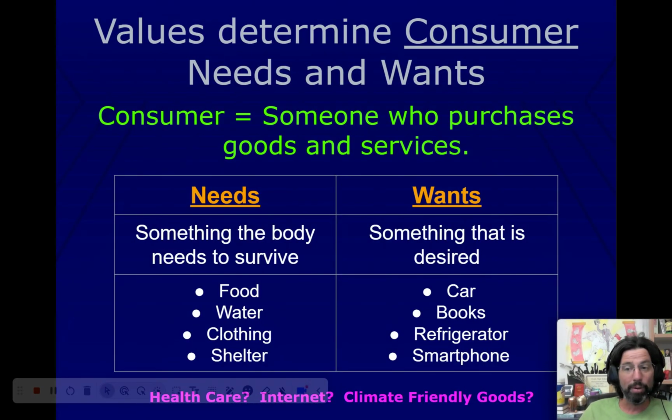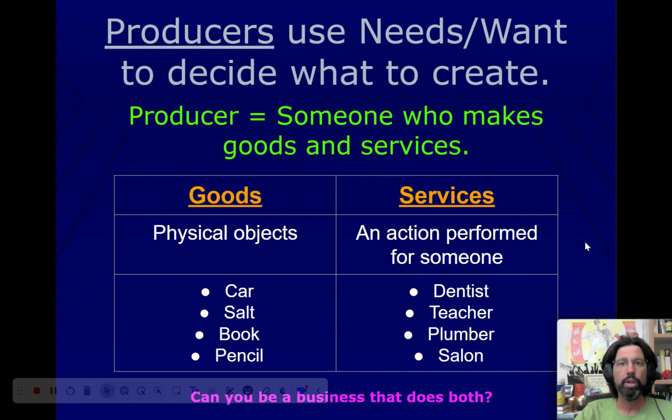All those things, by the way, are convenient. They are not something that would be considered a need. Healthcare, internet, climate friendly goods, these things can be often debated about whether they are needed. A lot of it is relative, like healthcare for a teenager is on average way less necessary than healthcare for somebody who's 90 years old. Okay. So, again, consumers are someone who purchases goods and services and our needs and wants.